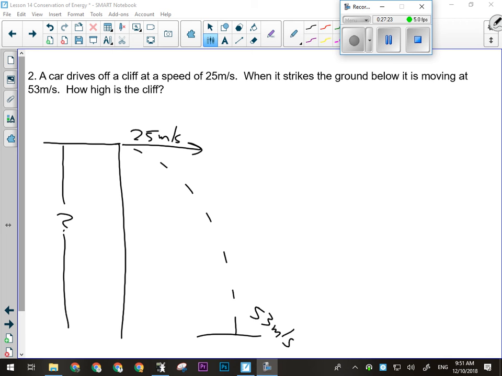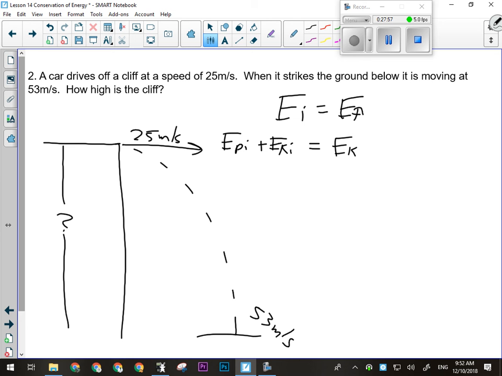Next step, we set up our law of conservation of energy. Initially, we've got kinetic energy because it's moving at 25 meters per second, and since they're asking for the height of the cliff, it's on top of a cliff, so it's got potential energy. So we have initial potential and initial kinetic. At the final point, it's moving at 53 meters per second, so it has kinetic energy, but it doesn't have any potential at the end, because when you're on the ground, you can't fall any further.